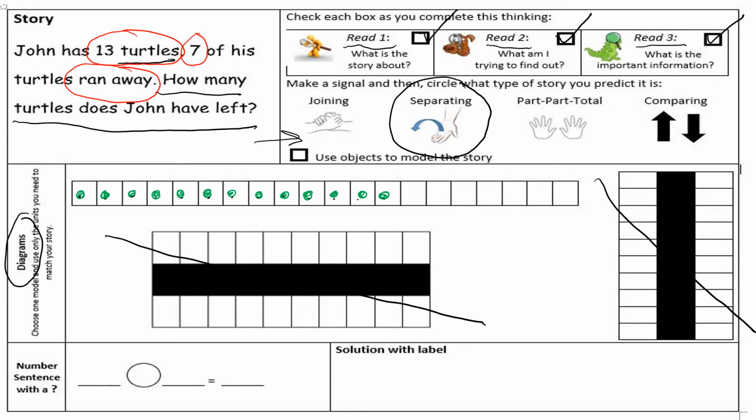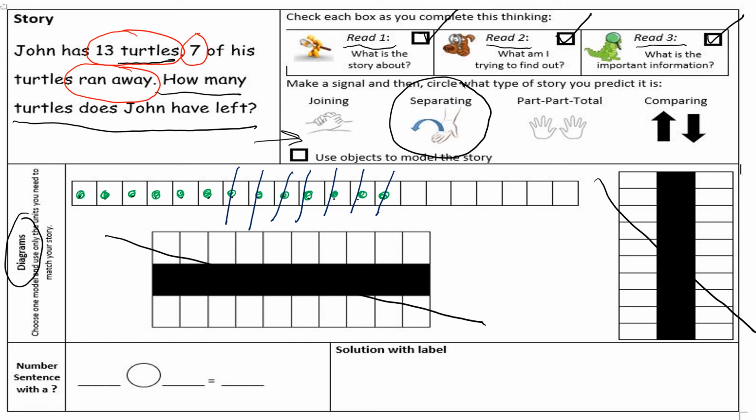Okay, now I need to show that 7 ran away. So I'm not adding 7 to it because then that would show that I'm gaining more turtles. I'm losing turtles. So I've got to show 7 running away. So how I show that on here is I'm just going to mark out 7. 1, 2, 3, 4, 5, 6, 7.